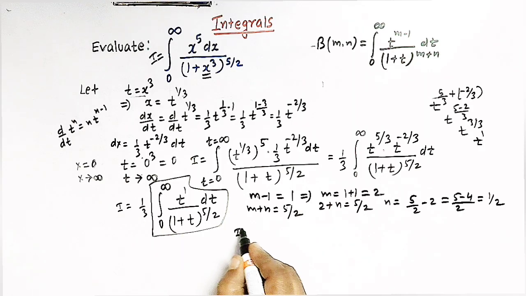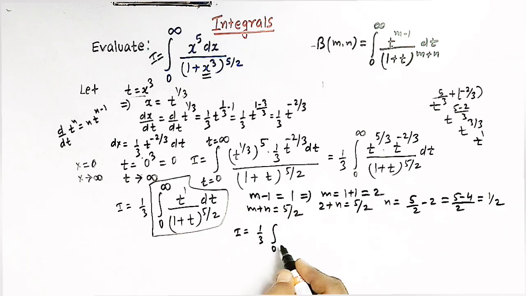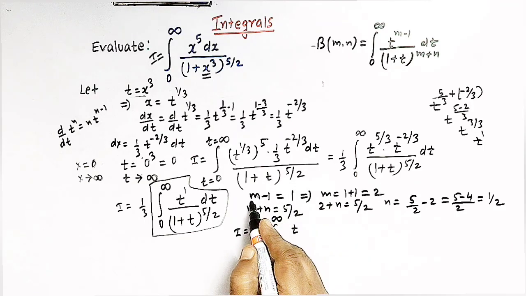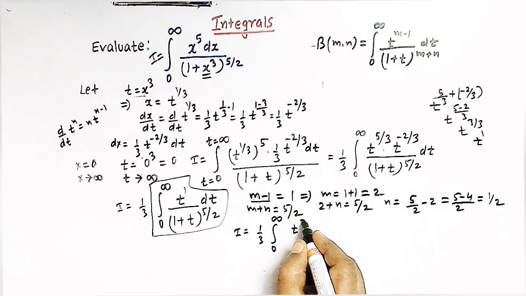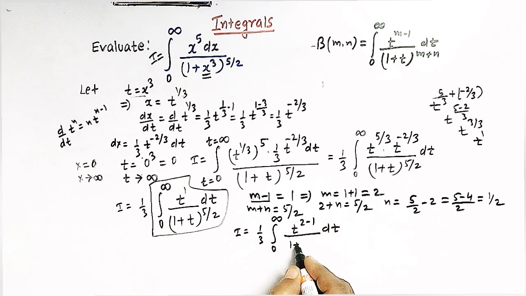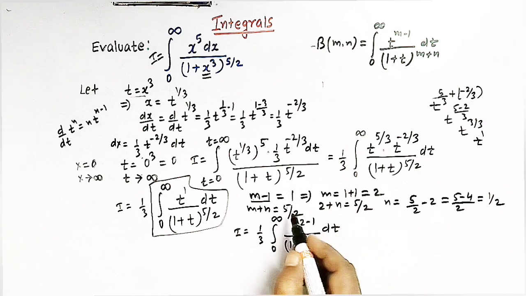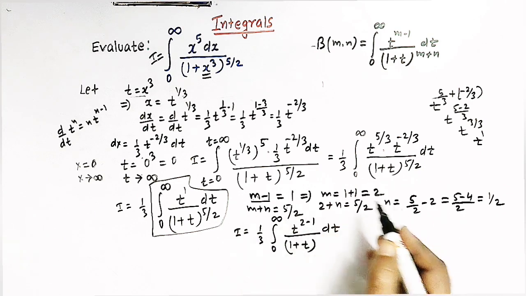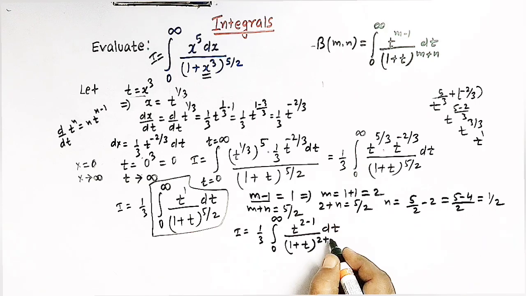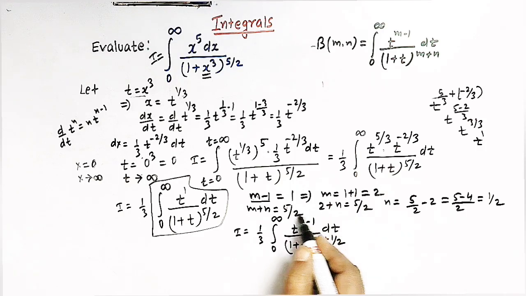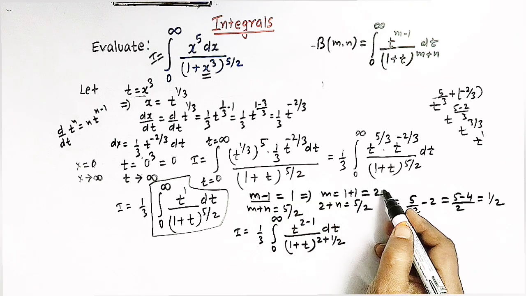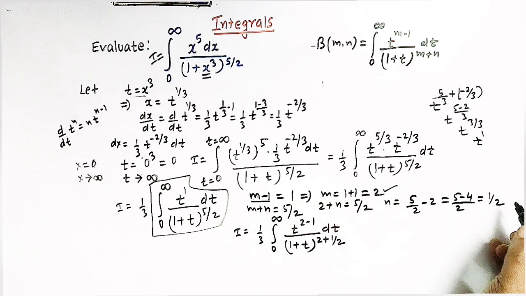So now we can write this integral I as 1 over 3, integral 0 to infinity, t raised to 1. So 1 can be written as m minus 1. So m is 2, so we can write 2 minus 1, and here we have dt, and 1 plus t raised to 5 over 2. So 5 over 2 is m plus n. M is 2, and n is half, right? So now this integral is exactly of this form. So now the value of m is 2 and the value of n is half.